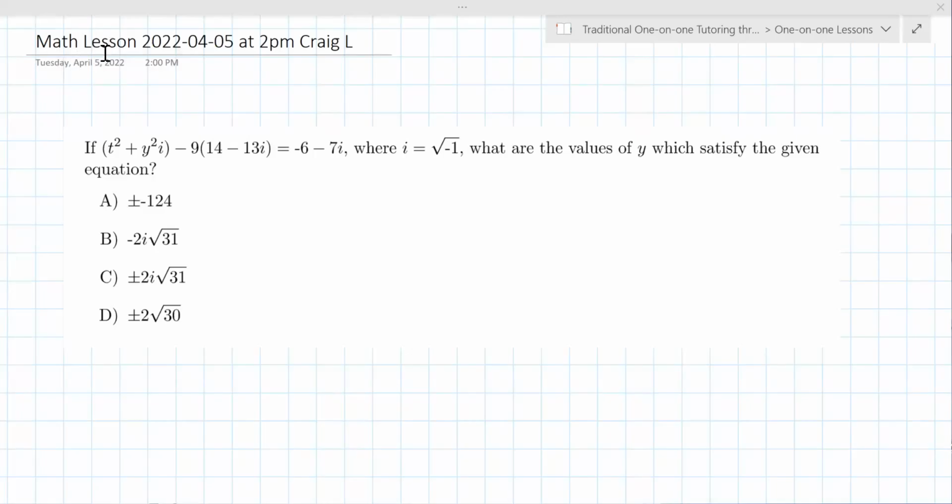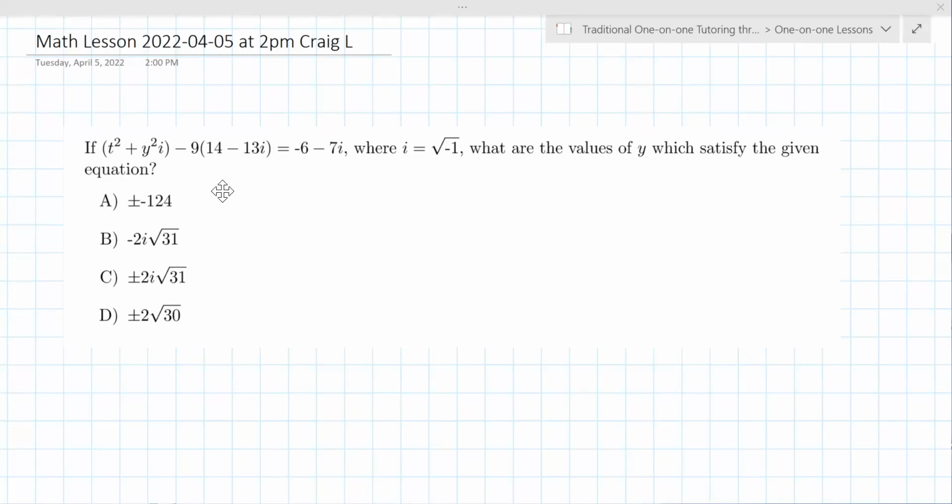All right, Craig, so you're seeing my screen. Got a question for you to look at here. It says if (t squared plus y squared)i minus 9 times (14 minus 13i) equals -6 minus 7i, where i is the square root of -1, what are the values of y which satisfy the given equation? Have you ever seen anything like this before?